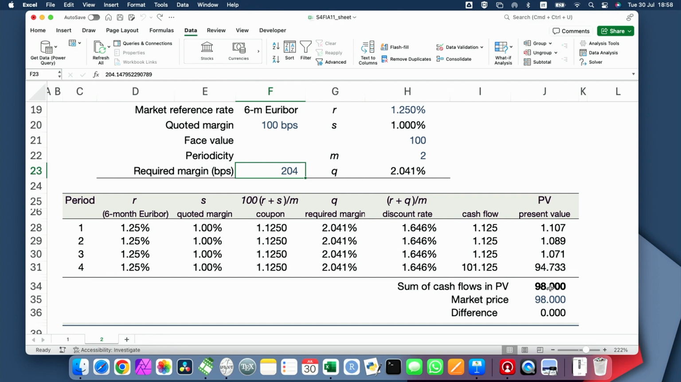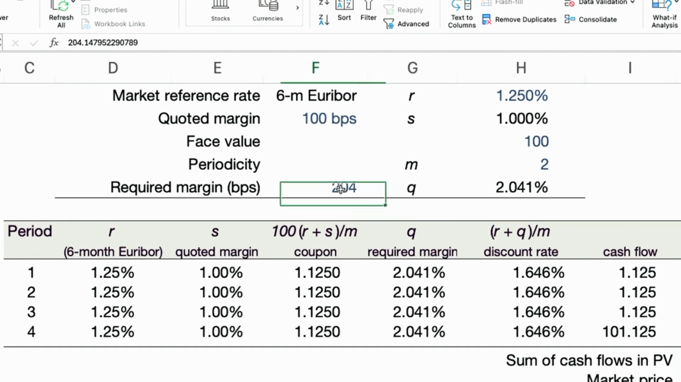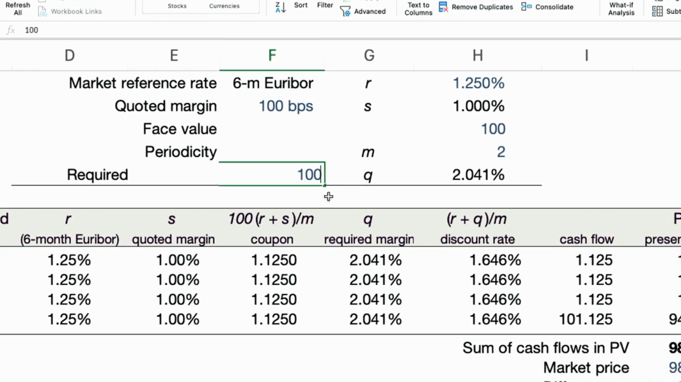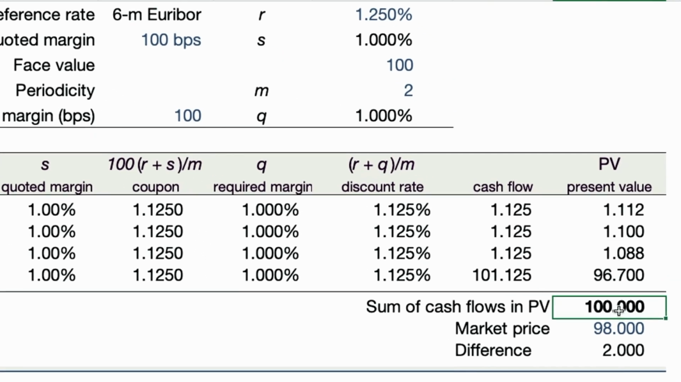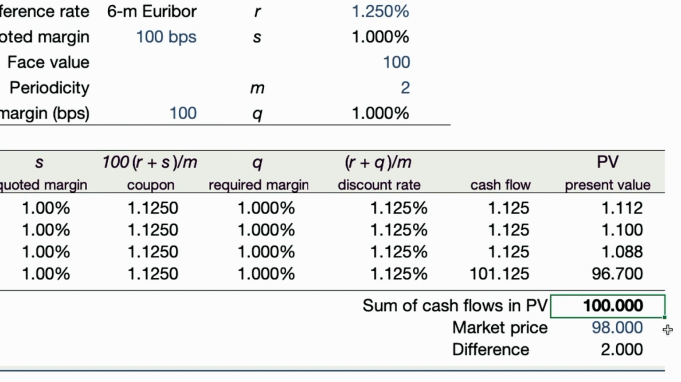This floater trades at a discount because the quoted margin of 100 basis points is deficient by 104 basis points. It is the difference between our estimated required margin of 204 and the quoted spread of 100. The changes in the required margin usually come from changes in the issuer's perceived credit risk. Also, changes in liquidity or taxation can affect the required margin. These are the same factors that affect the yield spread for fixed-rate bonds.